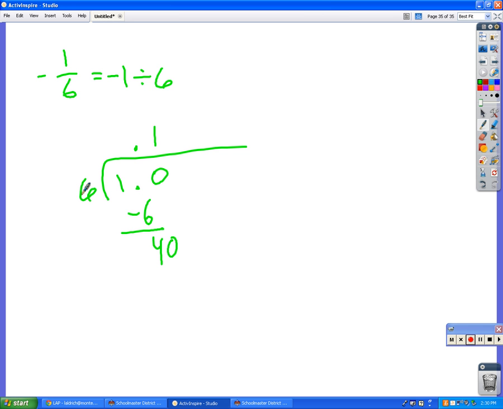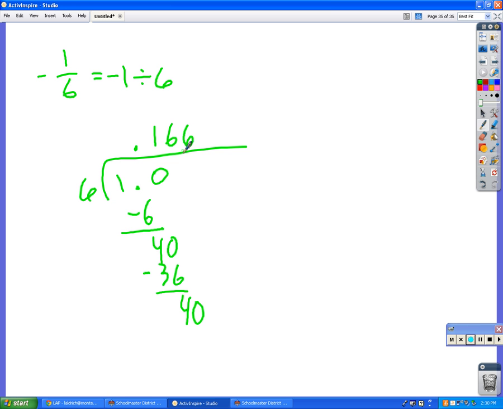So since I have a 4 here, I need to add another 0. How many times? 5 is 30. I can do one more 6. Okay. 6 times 6 is 36. So if I subtract those, I get 4. So I need another 0.